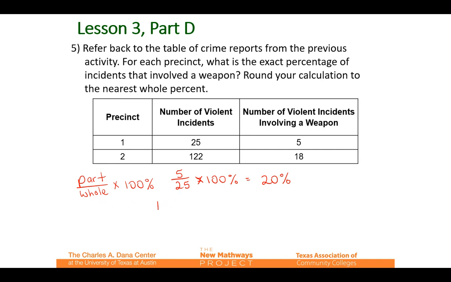If we do 18 over 122, our calculator is going to give us 14.754, but it says to round it to the nearest whole percent. So to the nearest whole percent, we look, that's going to round up to 15%.